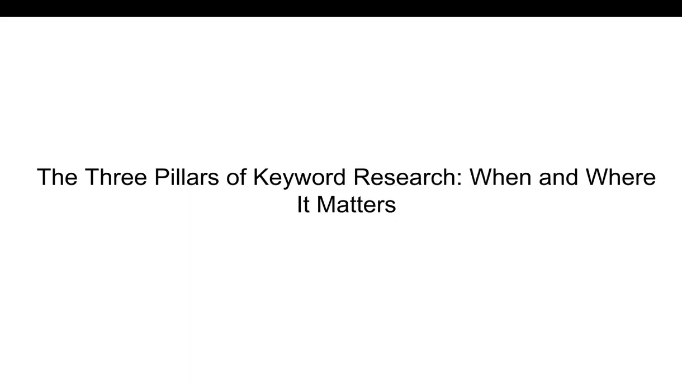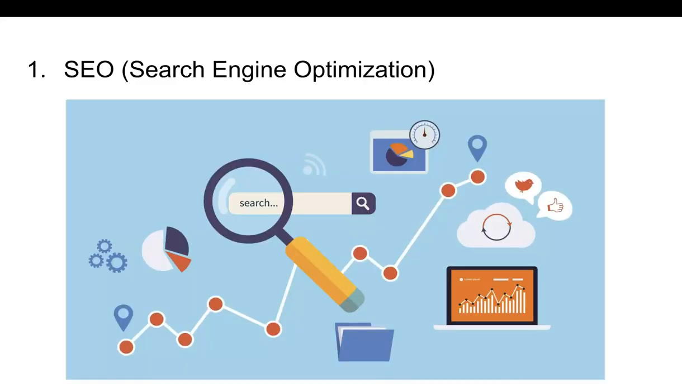So here are the three pillars of keyword research: the when, where, and why it matters. First, we have search engine optimization. SEO is about helping your website rank organically in the search results. Smart keyword research helps you find hidden gems, keywords where you can realistically compete and win. So every piece of content you create, from a landing page to a blog to anything, should be centered around keywords your audience is actively searching for.